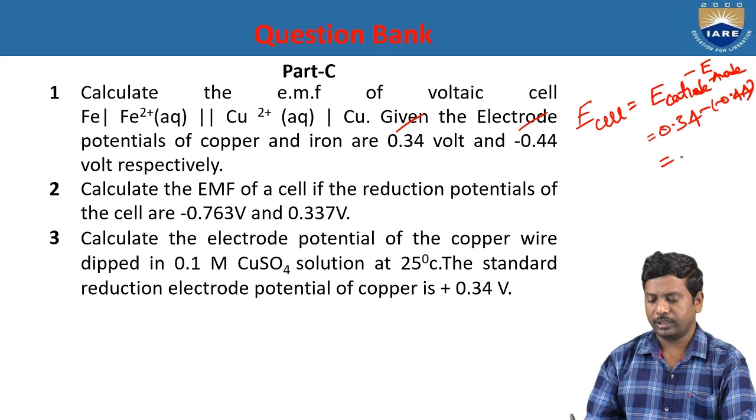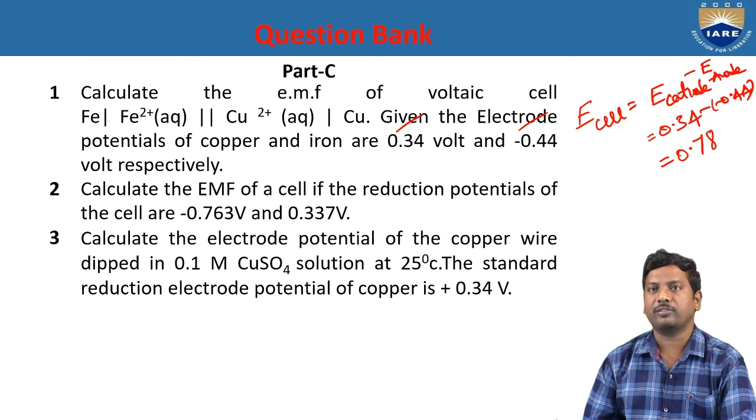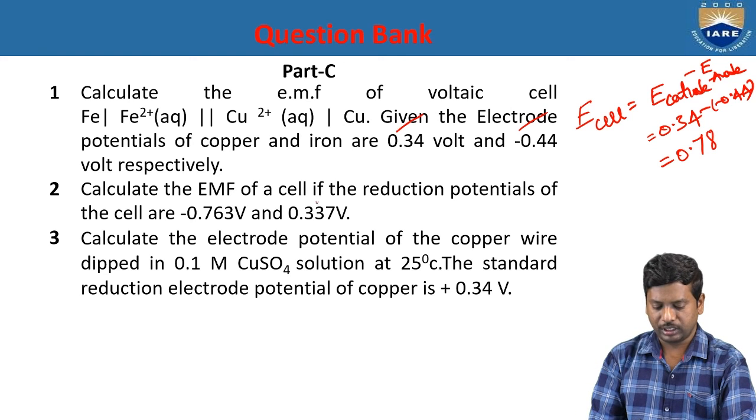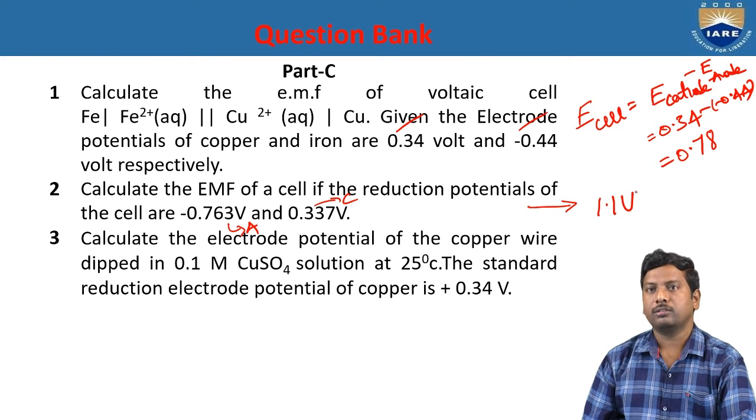So finally, 0.34 minus minus 0.44 volts, we get 0.78 volts. So this is the EMF of a cell. And calculate the EMF of a cell if the reduction potentials of the cell are minus 0.763 volts and 0.337 volts. That means the positive potential always occurs at the cathode and the negative potential occurs at the anode. So these are substituted in the formula. We get the value equal to 1.1 volts.